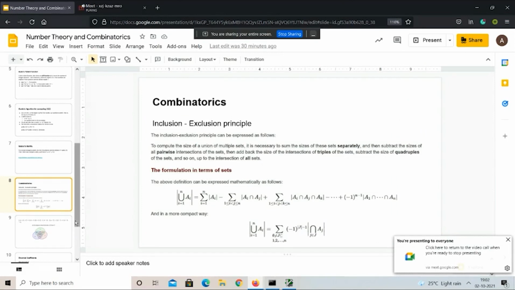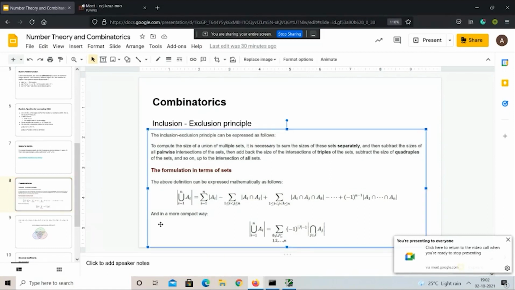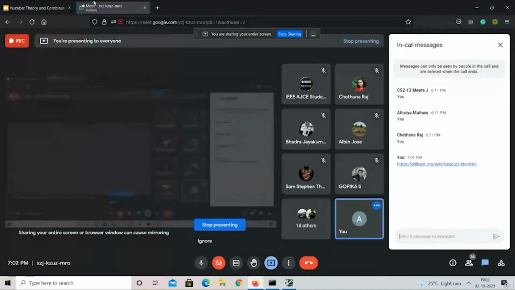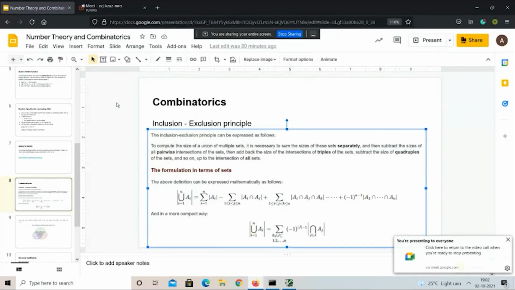Combinatorics: mostly we have the inclusion exclusion principle, and I'm sure that in your 11th standard, if you've taken maths as your subject, you would have studied this. This is a very common thing. Also, when you're preparing for your placements, your institute will provide placement training in which they will make you understand what the inclusion exclusion principle is, explained using a Venn diagram.